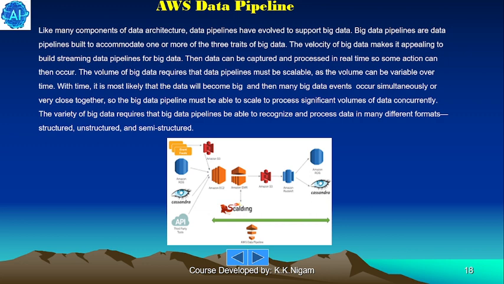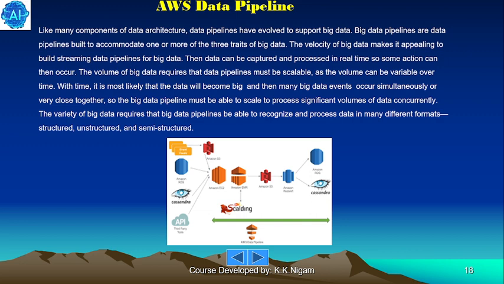The volume of big data requires that data pipelines must be scalable. As the volume can be variable over time, it is most likely that the data will become big and then make big data events occur simultaneously or very close together. So the big data pipeline must be able to scale to process significant volumes of data concurrently.